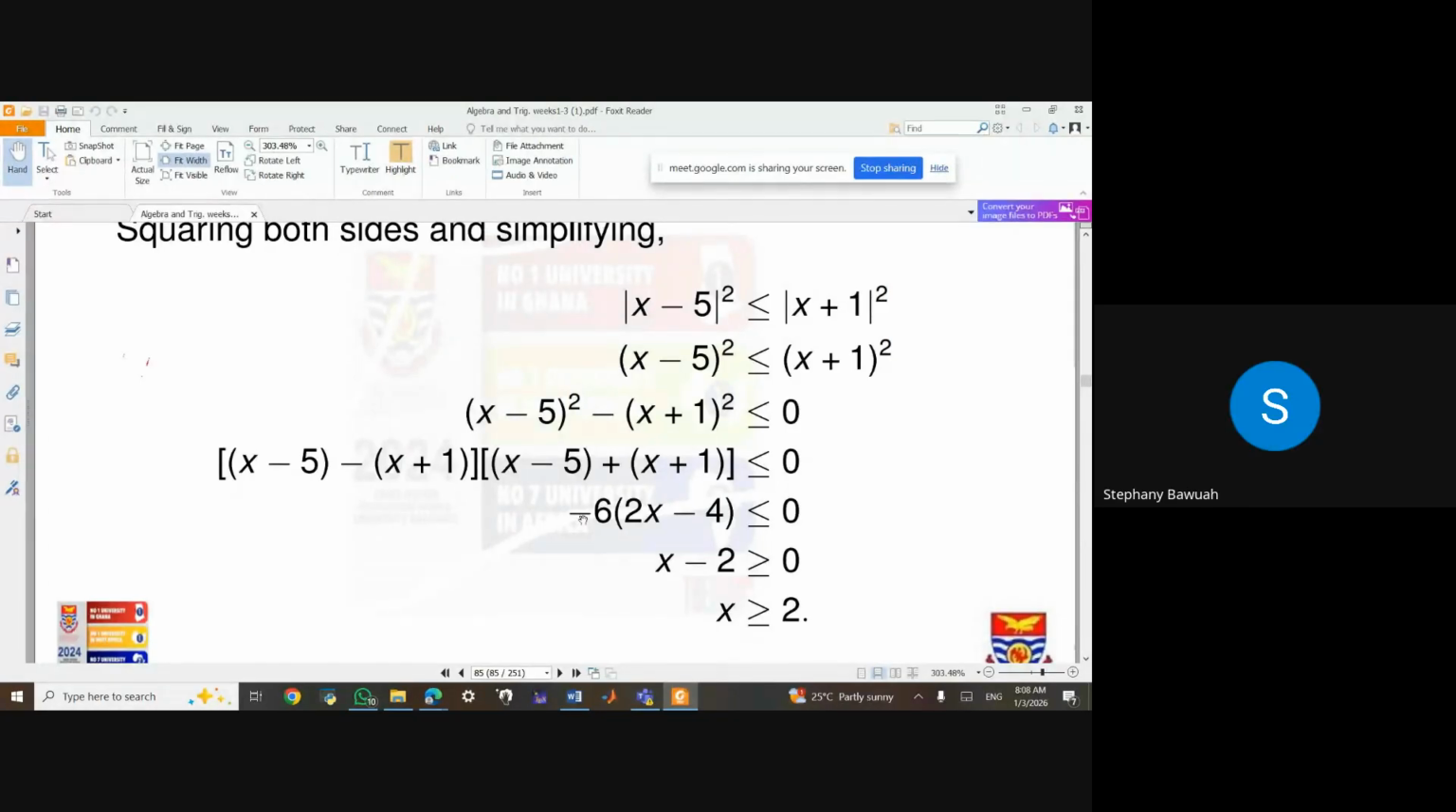So this will give me minus 6. And this one will give me x plus x, which is 2x. Then I have 5 plus negative 5 plus 1, which is negative 4. So I have minus 6 into bracket 2x minus 4 less than or equal to 0. So you take your time and simplify, divide through by negative 6. Then the sign will change to greater than. Then after that, you divide through by 2.